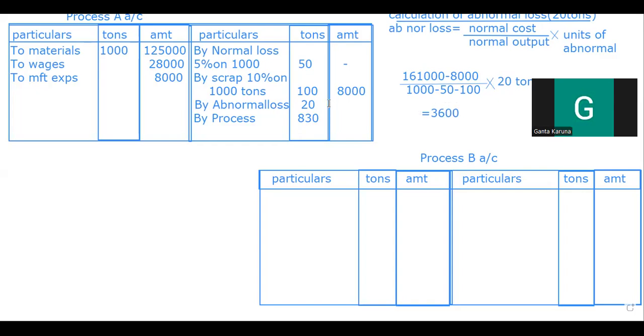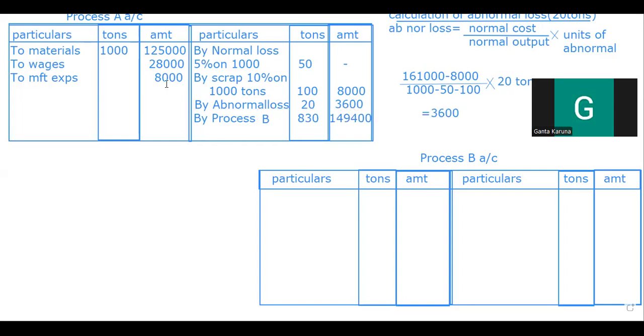So how much did I get here? I got 3,600 as a value. Now simply you're going to balance the value again. So how much is left over now? 1,61,000 minus 8,000 minus 3,600. You're going to do it. So how much are you going to get? The balance of 830 units value is 149,400. So this is the value of the process cost which we have sent to process P. So we are sending this one to process P.